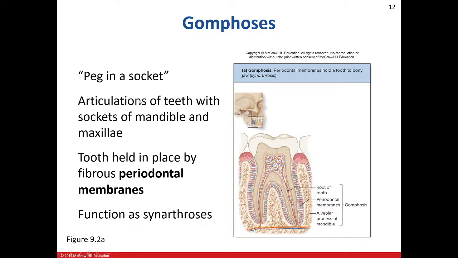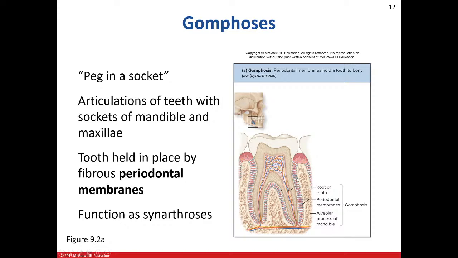So a gomphosis is like a peg in a socket. We see a tooth in the alveolar process here, the alveolar socket here. And okay, so you see down here we have the bone of the mandible. It could also be the maxilla if we were looking at the other side up top. But here we're looking specifically at the mandible. And you can see the bone, you can see the tooth, and in between them is the periodontal ligament, or it's labeled here periodontal membranes.